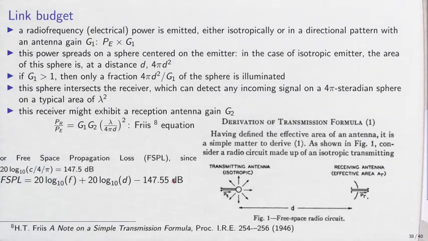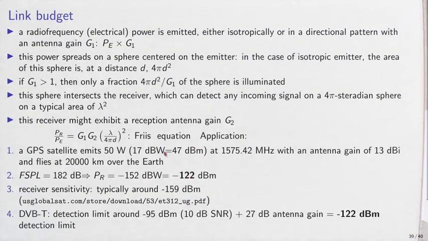So if we do the calculation for a satellite located at 20,000 kilometers from the surface of the Earth, emitting around 50 watts, it will have a free space propagation loss of 182 dB, the numeric application of the previous Friis equation with a 1.57542 gigahertz frequency. It means that the initial 47 dBm dropped to minus 122 dBm on the surface of the Earth, which is above the standard of the US Air Force that states that the GPS signal must be more than minus 130 dBm at the surface of the Earth.